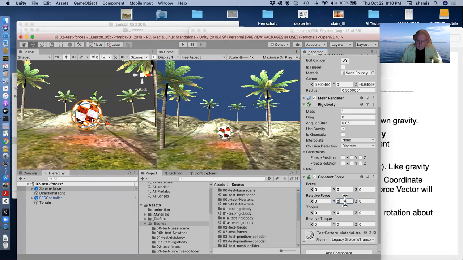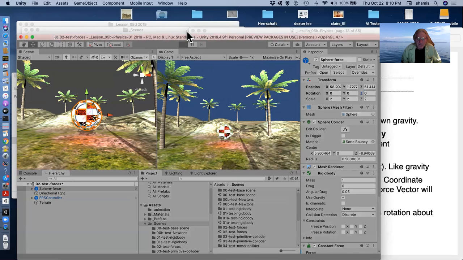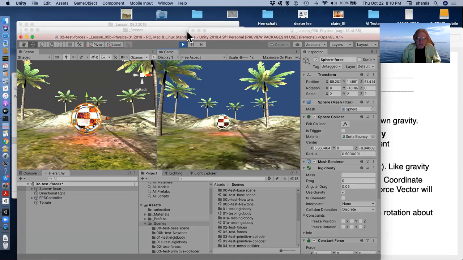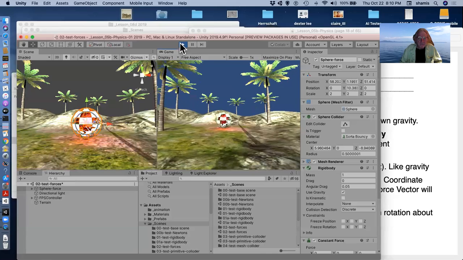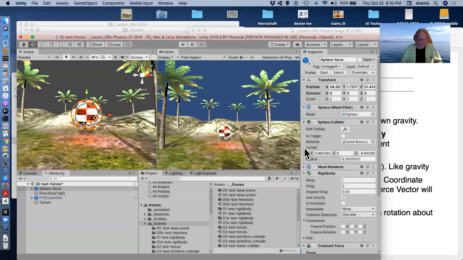A torque is going to make a rotation. So if I give it a torque about the y-axis, and let me reset that back to vertical here. This is going to make it spin about its y-axis. And so it's an accelerating torque that's going to make it spin faster and faster. There is a limit to how fast things will spin. That's one of the physics settings, but that's clearly not going anywhere. It's just spinning about its y-axis.